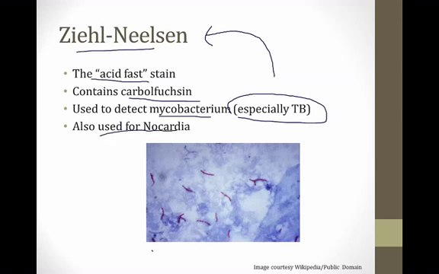And this is an example of some acid-fast bacteria. Initially, all the bacteria will take up the carbofuchsin and turn purple, but then the acid decolorizer will wash it away from all the bacteria except the ones that are acid-fast, like these on the screen.